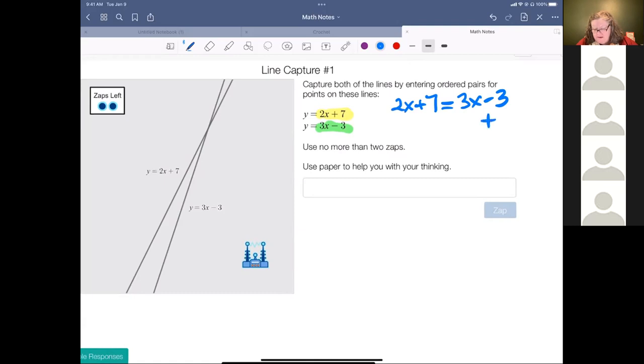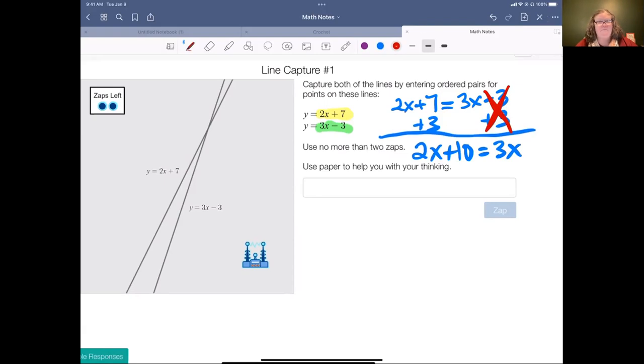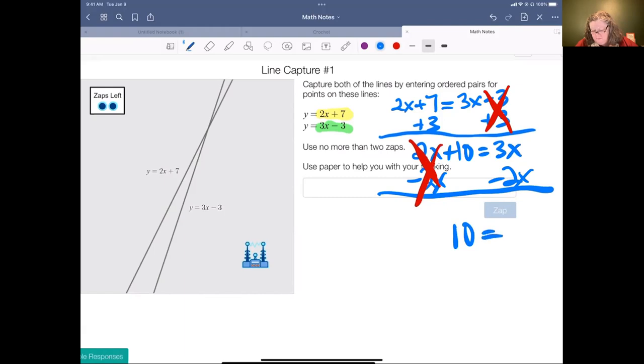So first thing I'm going to do is add this 3. We want to get like terms together. So I'm going to get 2x+10 is equal to 3x, because as I worked this, I did positive 3 and negative 3. That got eliminated. That's leaving me with 2x+10 on the left side is equal to 3x. The other like terms I want to get together are those x terms. So I'm going to subtract 2x from both sides. And now this is eliminated, and I have 10 is equal to x.